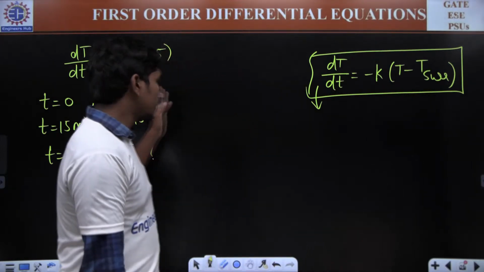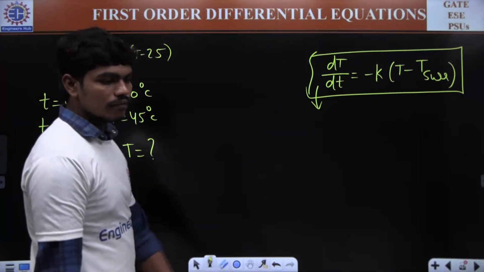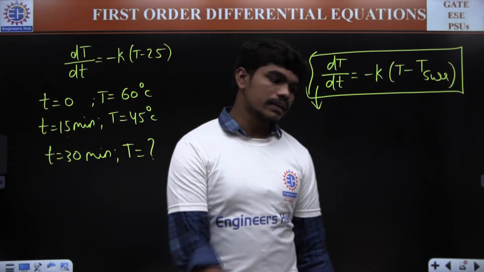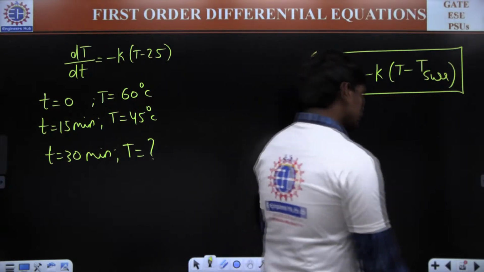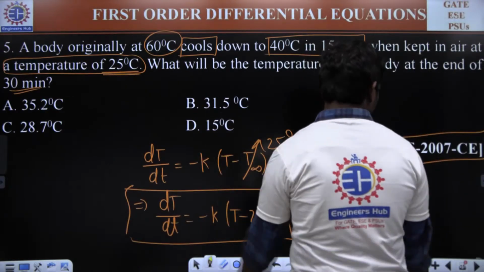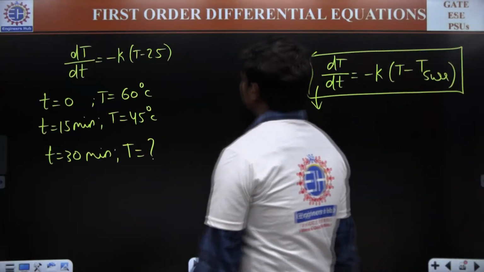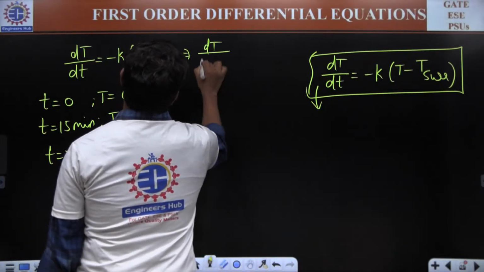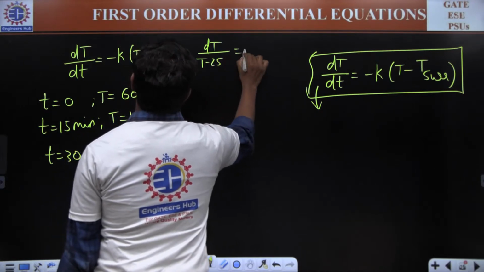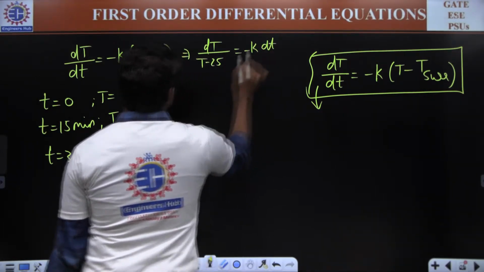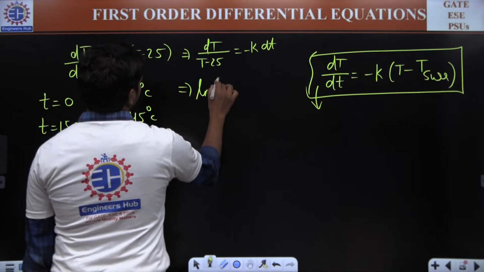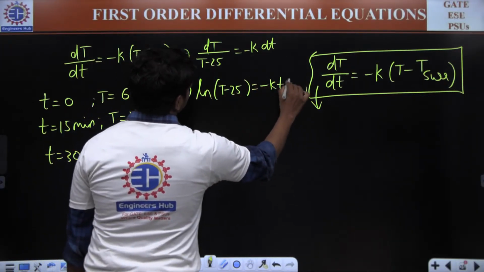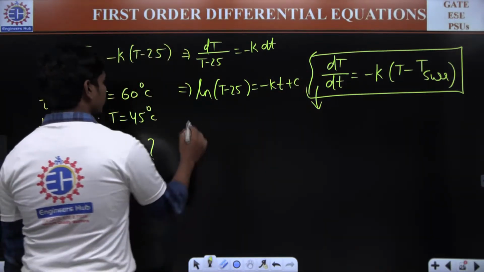Now this is the differential equation, and these are the initial conditions. Can you solve? At a particular time t, 31.5 is the answer. Okay, something around 31.5. Yeah, B could be the answer. Let me check. So if you see this, dT divided by (T minus 25) is equal to minus k dt. This is what you have. So if you integrate this, ln(T minus 25) is equal to minus kt plus constant. This is what you have.